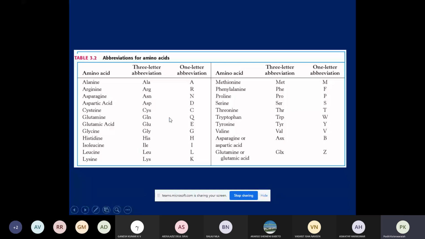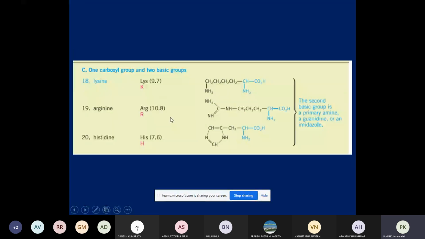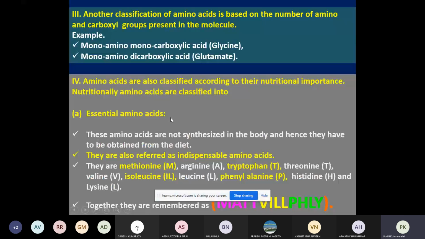And then coming to these, amino acids are also classified based on the number of carboxyl groups and amino groups present.